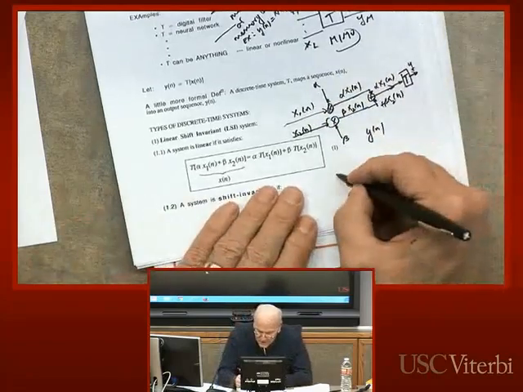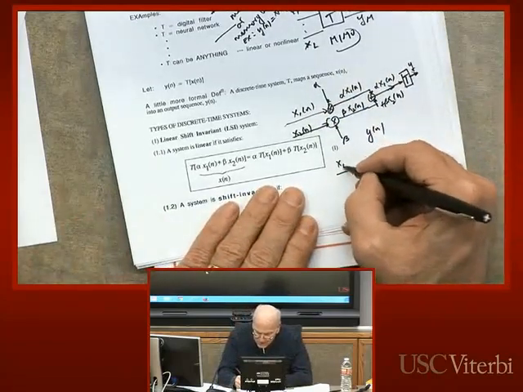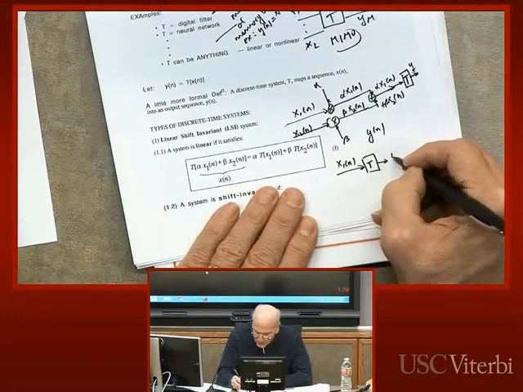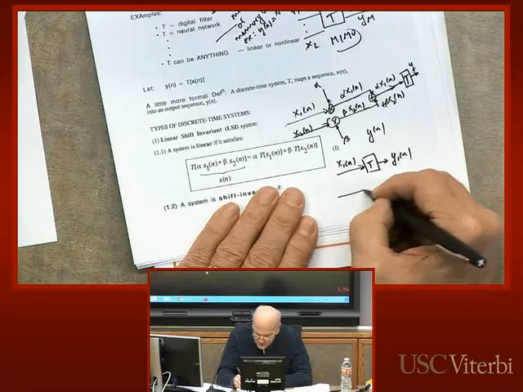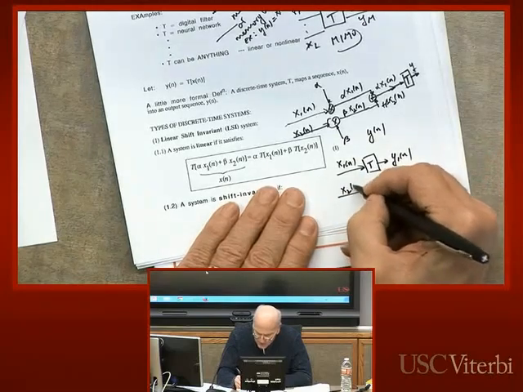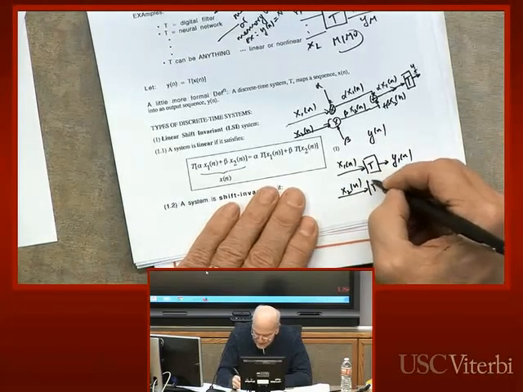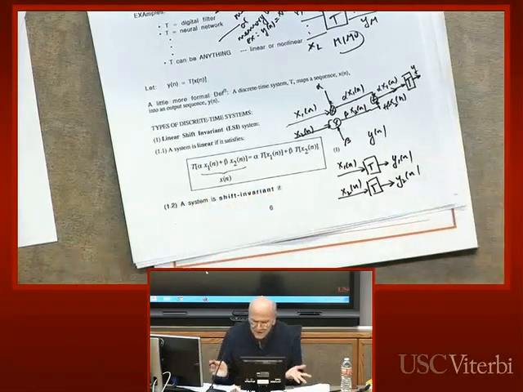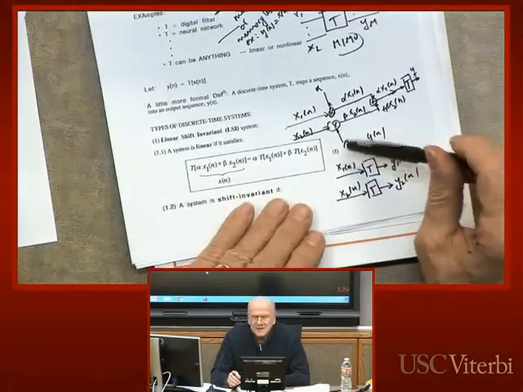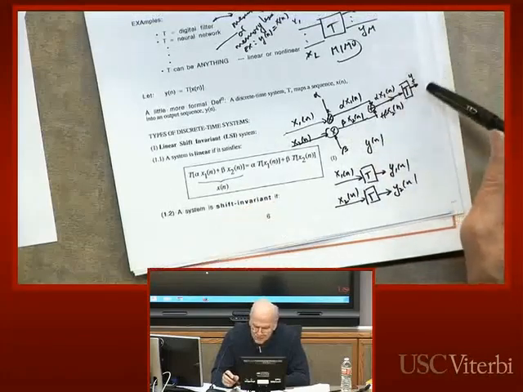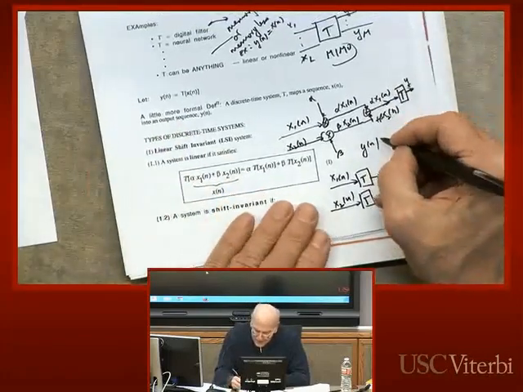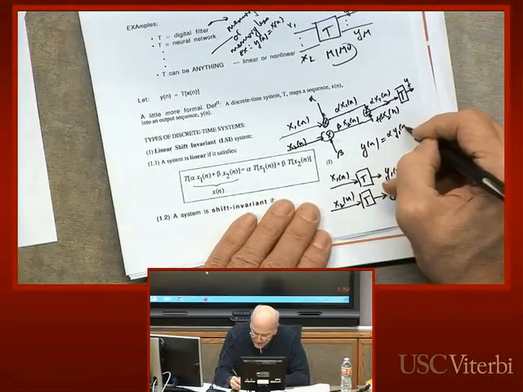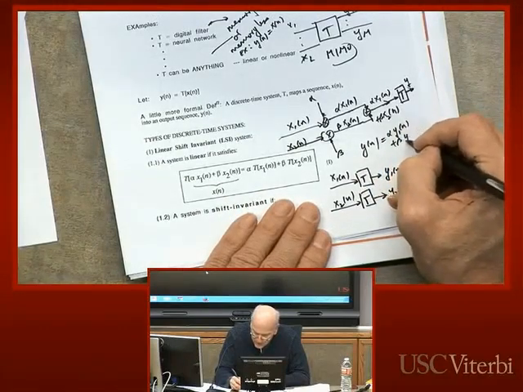So in other words, here's another diagram. x1 goes into the same system T, out comes y1. x2 goes into the same system, and you know its output, y2. If the system is linear, then the response to a sum of the inputs multiplied by alpha and beta is equal to alpha y1 of n plus beta y2 of n.